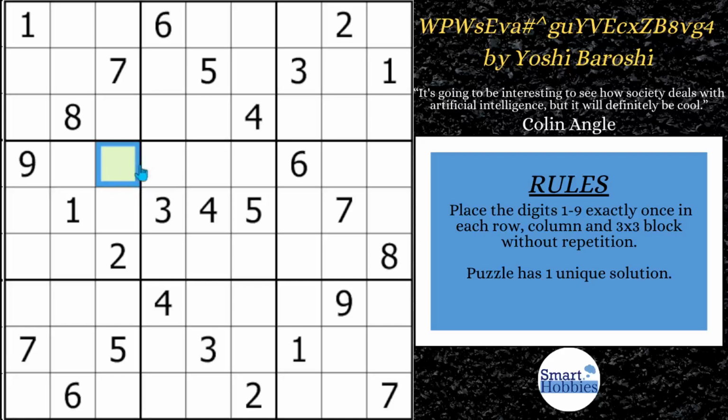Okay, the key to this puzzle is figuring out what this cell can be. And if you can't tell, Yoshi Baroshi came up with the name by putting it into an artificial intelligence and saying, hey, give me a name for a Sudoku puzzle. That's what it is. I would love to hear your interpretation of the phonetics. Please put it in the comments. I'm not going to try to pronounce that.